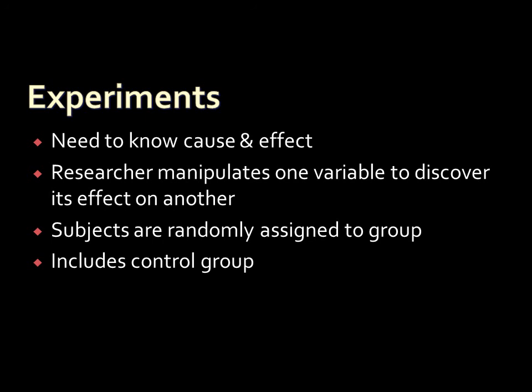They have to be randomly assigned to the groups, because the only thing that can differ between those groups is the manipulation of the variable, whether or not they get the drug. So there can't be any other systematic differences between the groups, otherwise you're testing more than one variable. So the inclusion of a control group is very important.